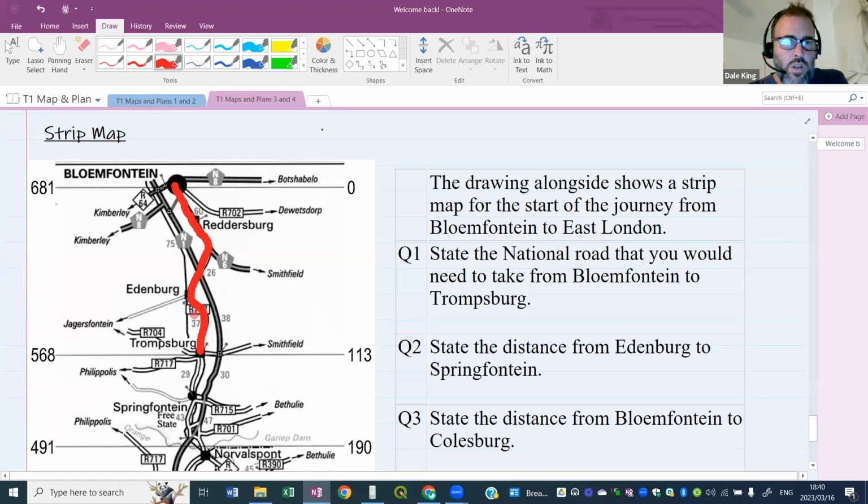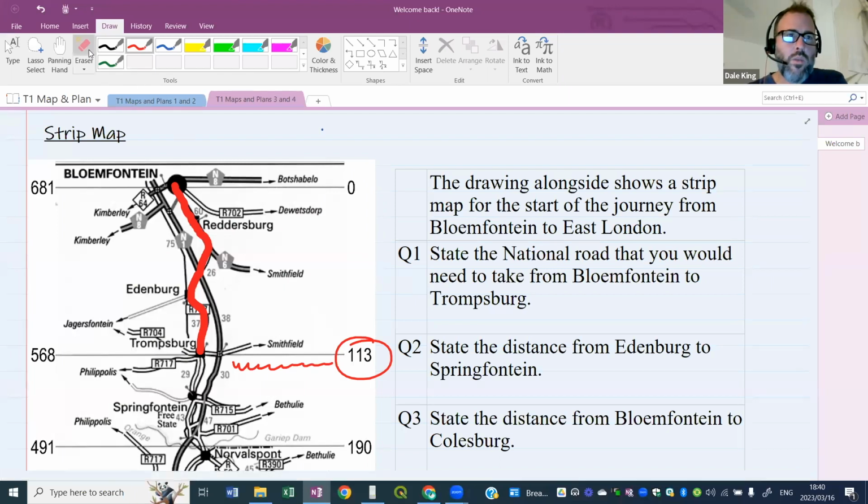For that section of the journey, every major town that you would cross through, they would put a mark. So you can see again, there's another line through that town, and then there's a number over here, 113. So from Bloemfontein to Trompsburg, that next major town, is 113 kilometers. Okay, so that's how a strip map works. It shows you your route and it shows you markers for major towns along the route. And it puts a line through them and then it tells you how far you've traveled.